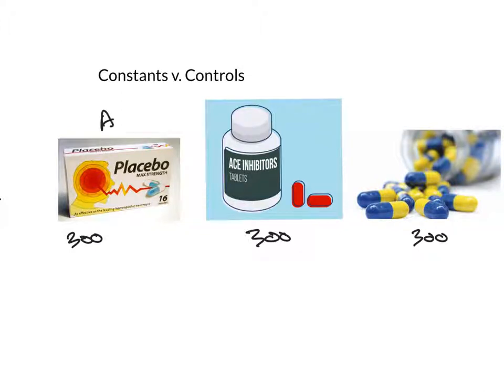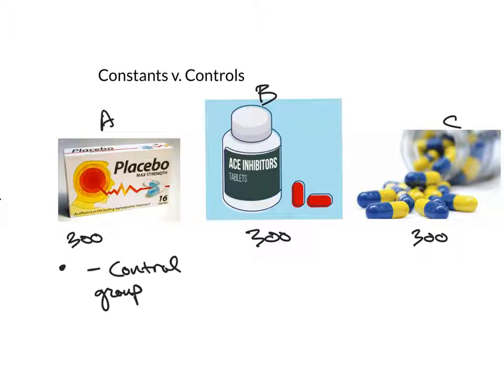So let's call this one group A, and we'll call this one group B, and we'll call this one group C. So in group A, you have 300 people, and you give them a placebo. If you remember from biology, a placebo is a pill that is nothing. It's like a sugar pill. It should not produce the impact that you want it to. So this would be the negative control group. Okay, so for the group of people who are receiving this medication, nothing should happen.